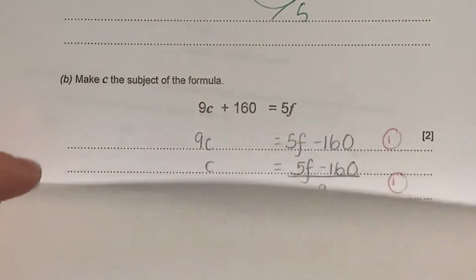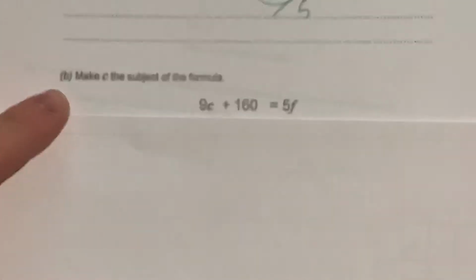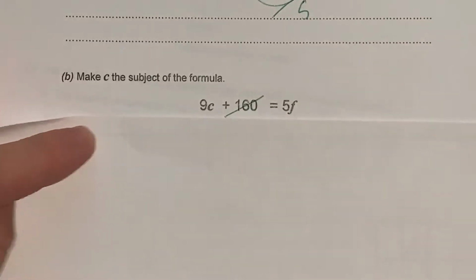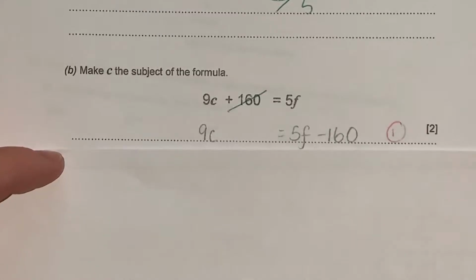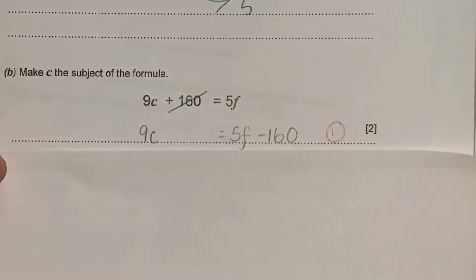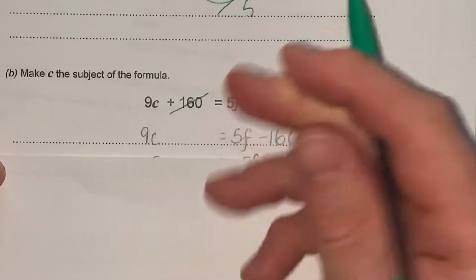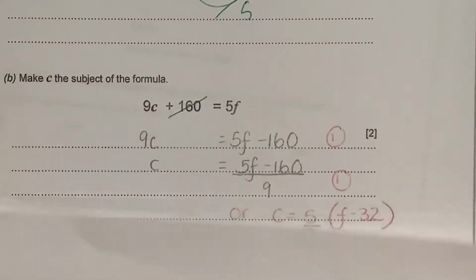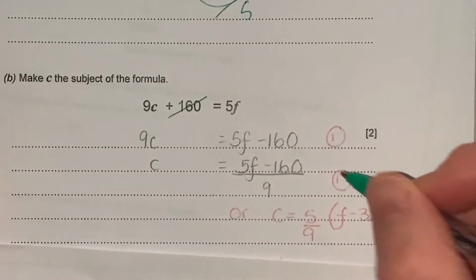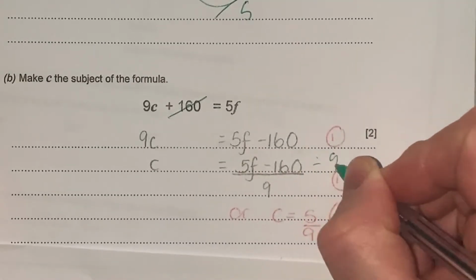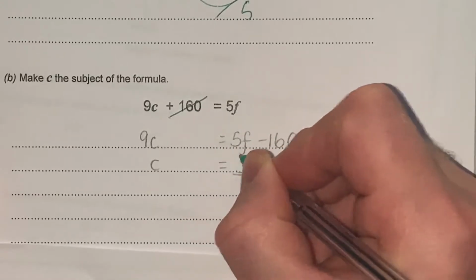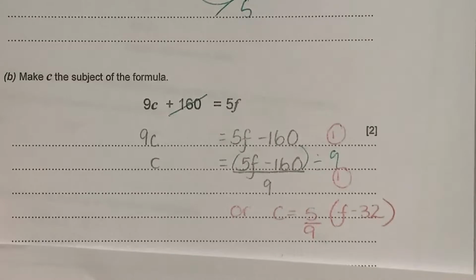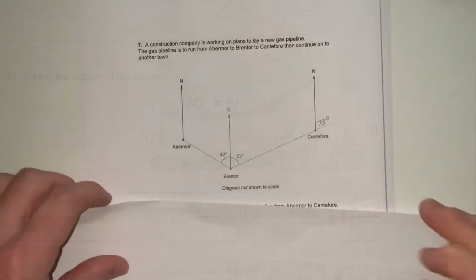All right, well, to make C the subject, it's just like solving an equation. So if you want to get C on its own, the first thing you'd have to do is get rid of the 160. And the only way you can get rid of the 160 is if you subtract it. So that's why I subtracted from the 5F. Now I need to get rid of the 9. If this means 9 times C, you must do the opposite. So what's the opposite to times by 9? Dividing by 9. So I divide all of this by 9. If you've written divide by 9 here, then you have to have this in brackets, okay? If you haven't written it underneath. 1 mark if you've written take away 160, and then the second for the final answer.